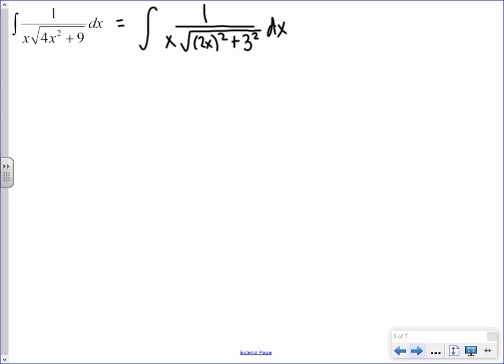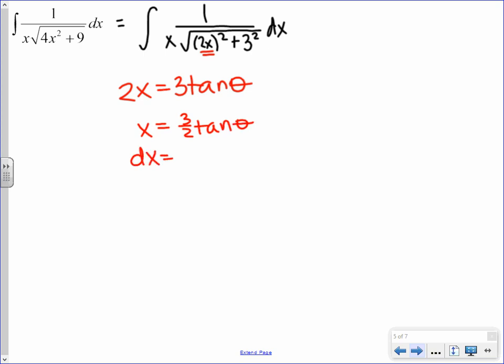So first of all, if we have the pattern of u squared plus a squared, or a squared plus u squared, doesn't matter the order, what substitution do we use? U equals a tangent theta. Okay, so since 2x is being squared, then we're going to let 2x equal 3 tangent theta. So if 2x equals 3 tangent theta, then x is 3 halves tangent theta, and dx is 3 halves secant squared theta d theta.